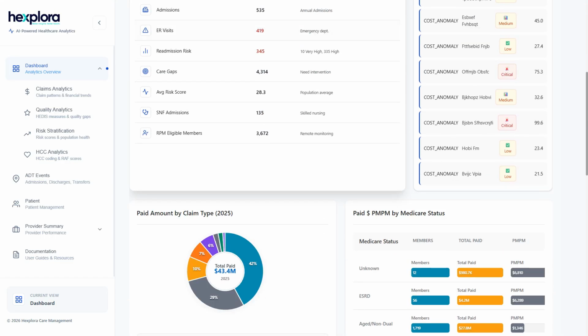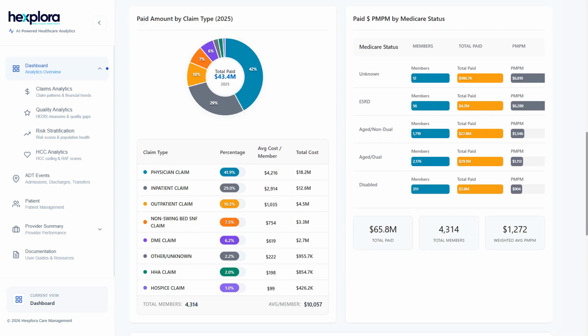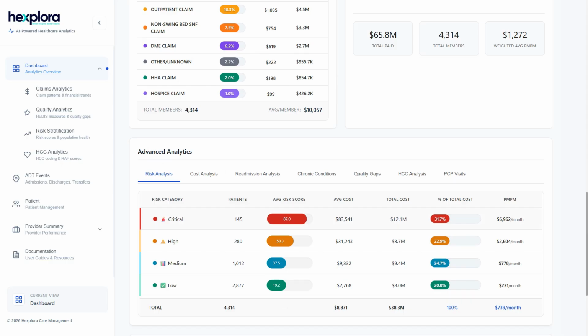Let's go to the paid amount by claim type, a critical view for understanding where healthcare dollars are actually going. This donut chart shows the distribution of $43.4 million in total paid claims for 2025. This tells us that targeting physician and inpatient claims, just 70% of spend, will yield the highest ROI for care management programs.